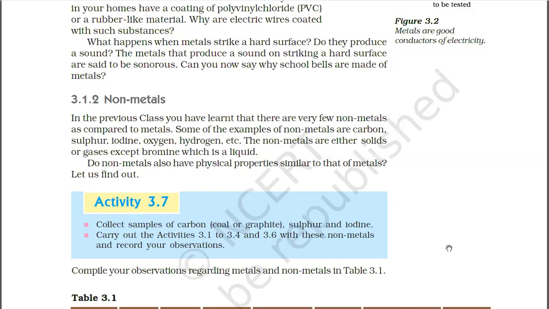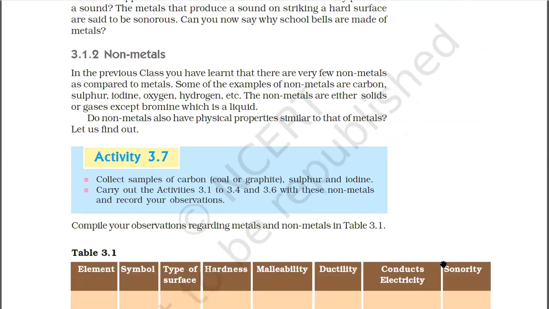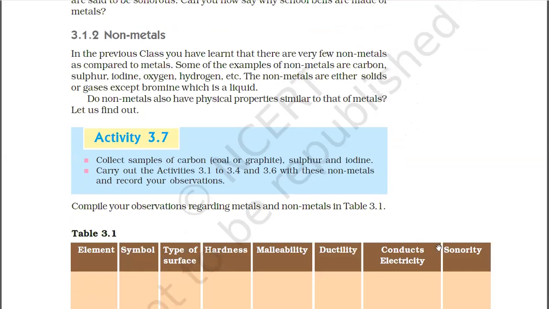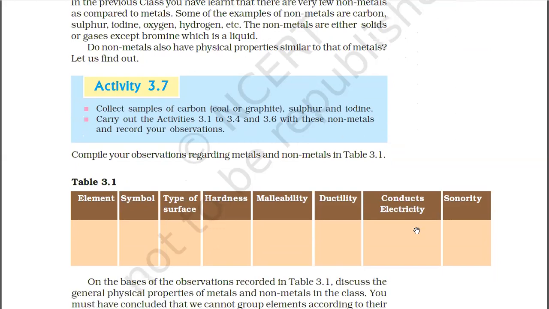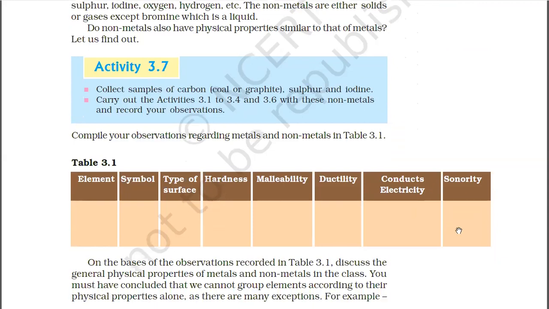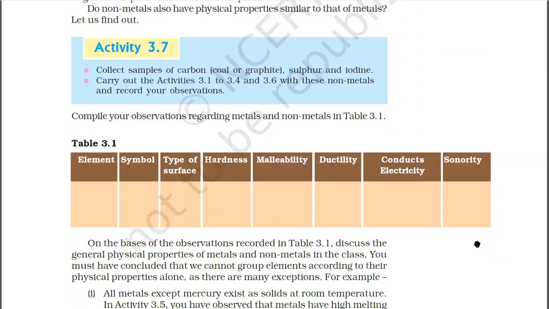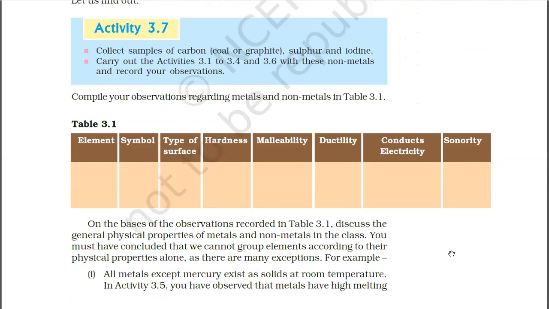Do nonmetals also have physical properties similar to that of metals? Let us find out. Activity 3.7. Collect samples of carbon, coal or graphite, sulfur, and iodine. Carry out the activities 3.1 to 3.4 and 3.6 with these nonmetals and record your observations. Compile your observations regarding metals and nonmetals in Table 3.1.